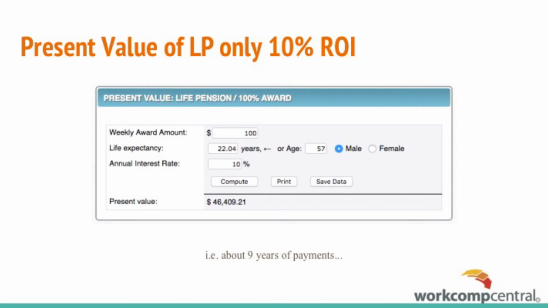In other words, there's about 16 years of payments that would occur before that value reaches zero, even though I'm going to live another 22 years. Okay? Now, watch what happens when we change the interest rate to 10%. When we change it to 10%, the lump sum value is much, much less. Now it's only $46,000. And the reason is, again, because if I was able to get a 10% return on my money, then I would be able to maintain that $100 per week annuity payment for the duration of my life.